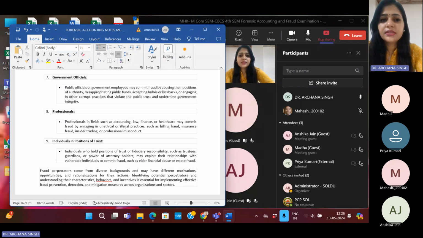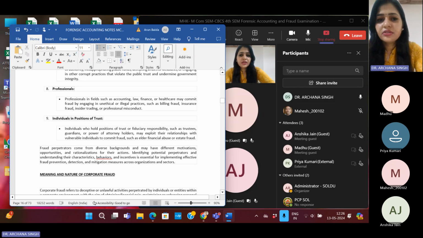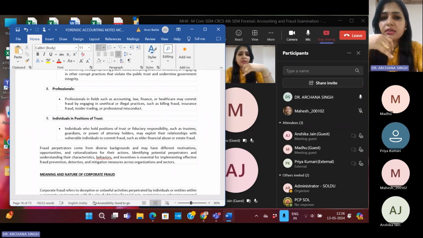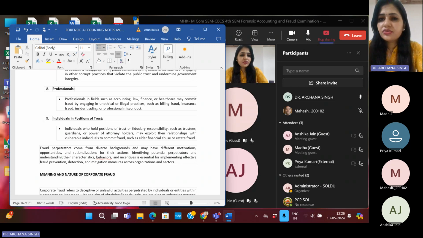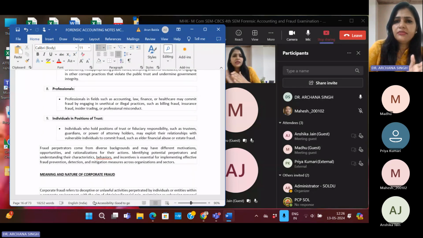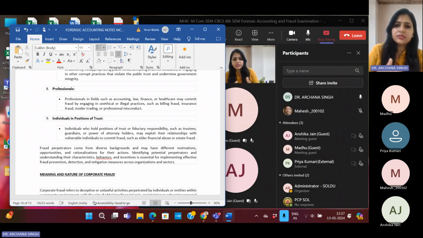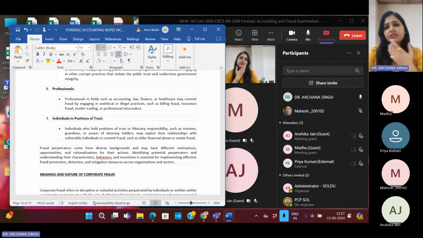Last is individuals in the position of trust. Individuals who hold a position of trust or fiduciary responsibility, such as trustees, guardians, power of attorney holders, may exploit their relationship with vulnerable individuals so that they can commit fraud, such as elder financial abuse or estate fraud. Okay, so these fraud perpetrators come from diverse backgrounds, that may be customers, management, professionals, individuals in the position of trust. They may have different motivations, different opportunities, and rationalization of the action.